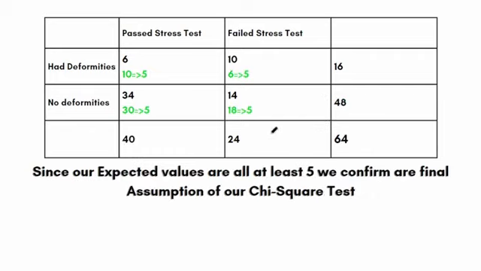Now our final assumption of the chi-square test is that every expected value has to be equal to or greater than 5. So 10 is equal to or greater than 5, that is true. 6 is equal to or greater than 5, that is also true. 30 is equal to or greater than 5, also true. 18 is equal to or greater than 5, also true. Meaning all of this is good, we can continue on.